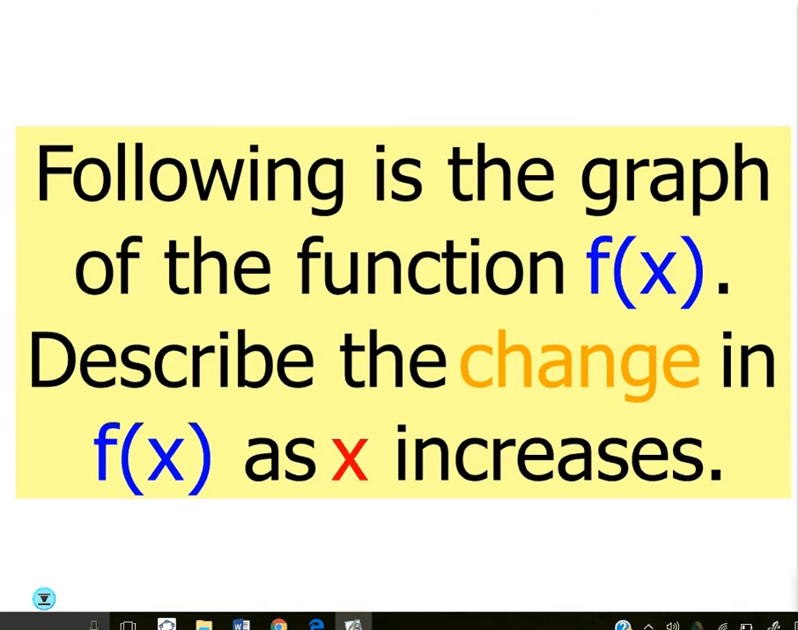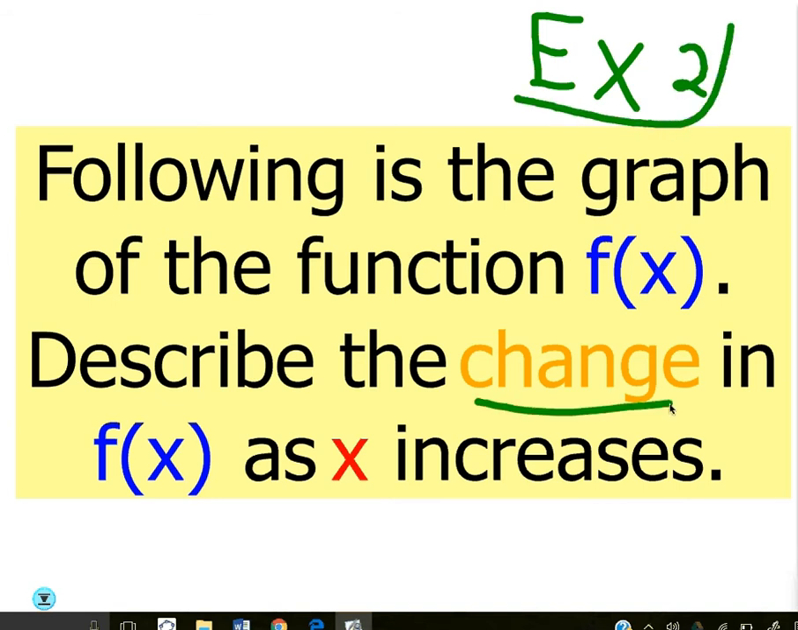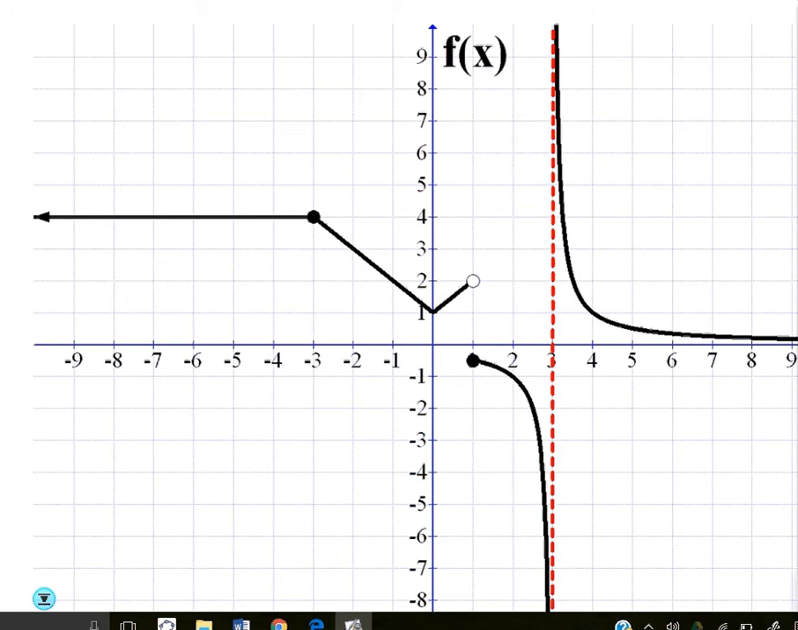Example number 2. Similar thing. We're going to determine the change in f of x given the following graph. On this worksheet, you're answering 4 things: where it's increasing, decreasing, constant, and where the change is undefined. First of all, does anybody want to tell me where this graph is going up from left to right? Raise your hand if you know.